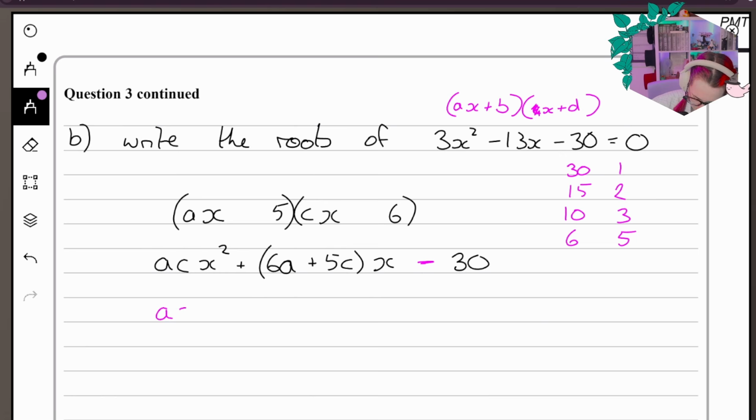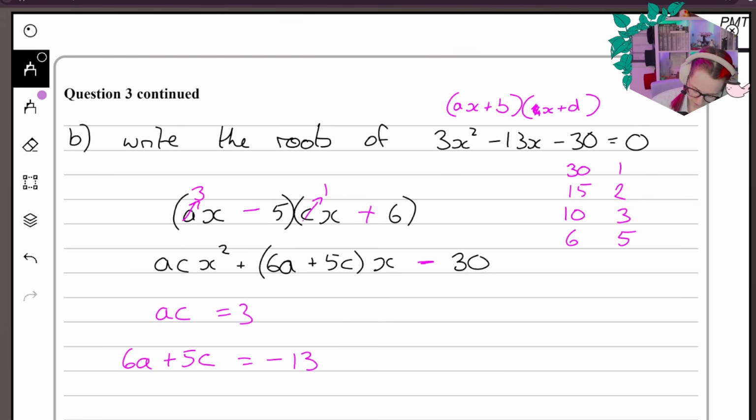So a times c is equal to 3, and 6a plus 5c is equal to negative 13. Okay, so let's play around with it. I'm going to say that a is 3. So if a is 3, then this would be 6 times 3, which is 18, minus 5, which is 13. So we want minus there and plus there, and we want c to be 1 and a to be 3.